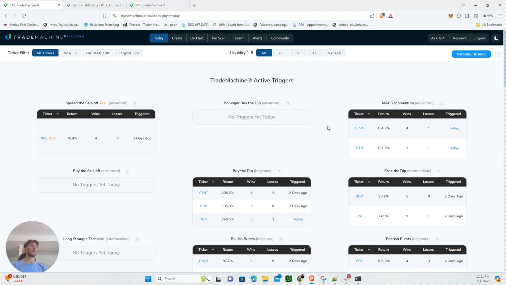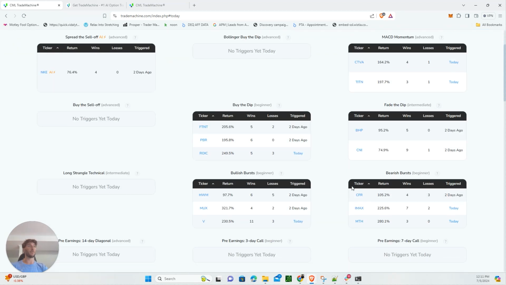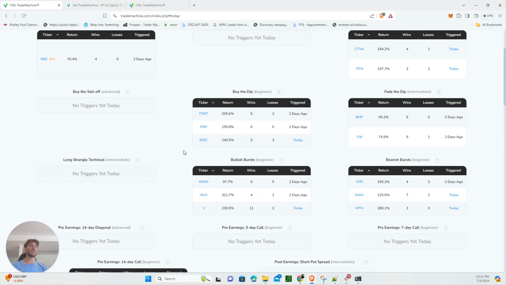And then once they figure out stocks that qualify for these different buckets, it'll run backtests on the different option strategies to figure out which ones are going to be the most profitable with the highest win rates. So for example, let's check out this one here.